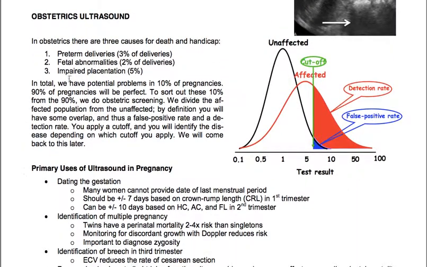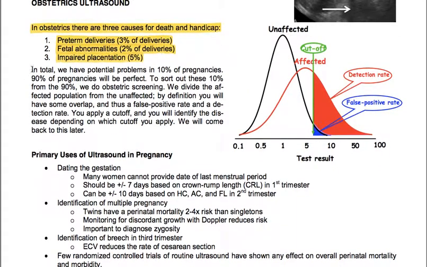Obstetrics, ultrasound. In obstetrics, there are three causes for death and handicap. We have preterm deliveries, 3% of deliveries, fetal abnormalities, 2% of deliveries, and impaired placentation, 5% of the cases. In total, we have potential problems in 10% of pregnancies, so 90% of pregnancies will be perfect. To sort out this 10% from the 90%, we do obstetric screening.